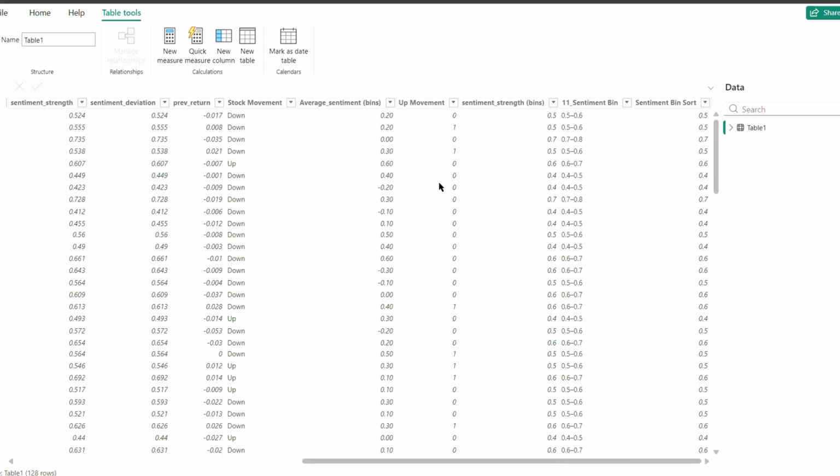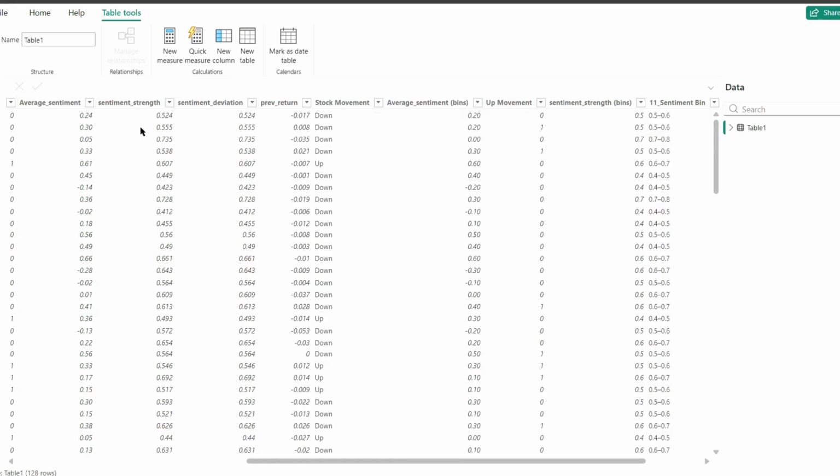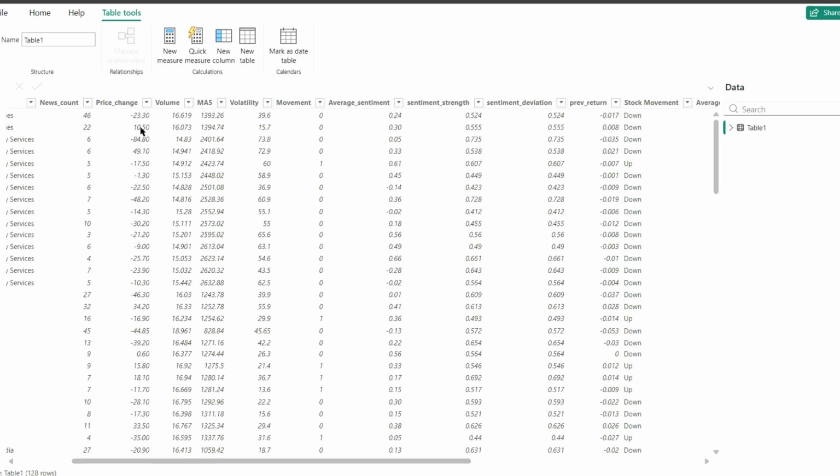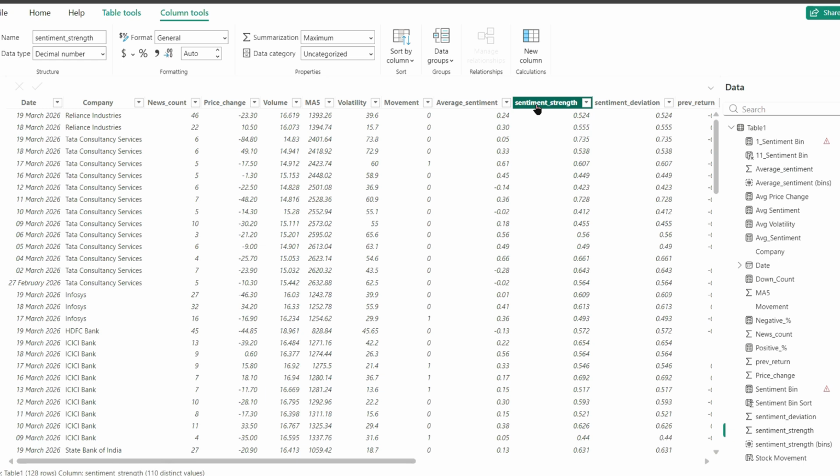Data processing and EDA. Before building the dashboard, we performed EDA, exploratory data analysis. In this step, we checked missing values and cleaned the data, identified outliers in price and sentiment, and understood the distribution of sentiment and stock movement. We also transformed the data, created daily average sentiment, calculated sentiment strength, applied log transformation on news count, and generated moving average MFI for trend analysis. This transformation helped us build meaningful and interactive visualizations.